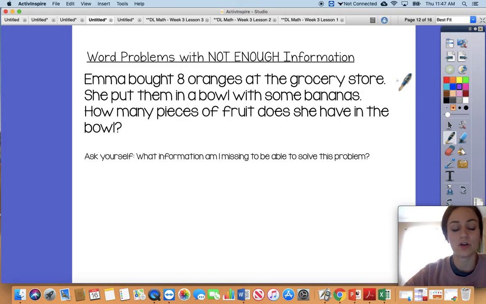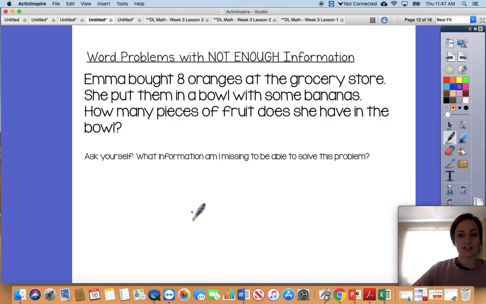Now, on your Google form that I'm going to have you fill out on this, I'm going to give you a couple that have not enough information, and you get to make up on your own the information that you would fill in so that someone could solve it. Okay, so you get to come up with the number that you want to. So let's look at an example. Emma bought 8 oranges at the grocery store. She put them in a bowl with some bananas. How many pieces of fruit does she have in the bowl?